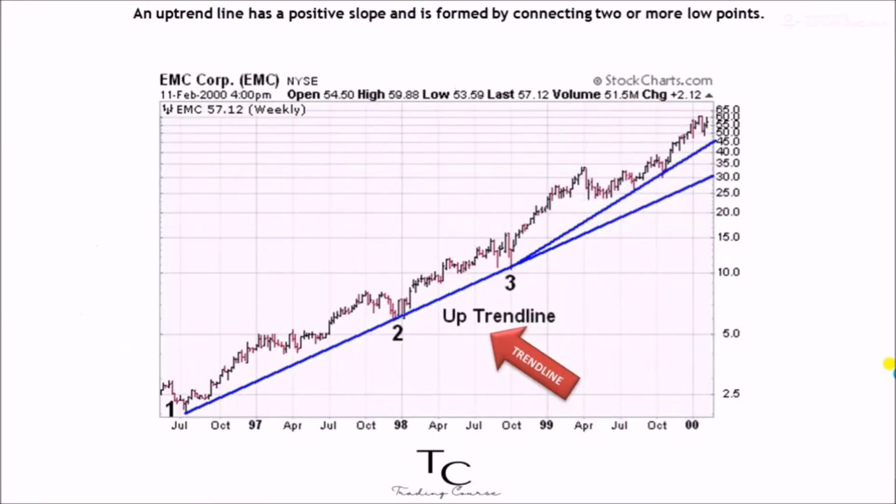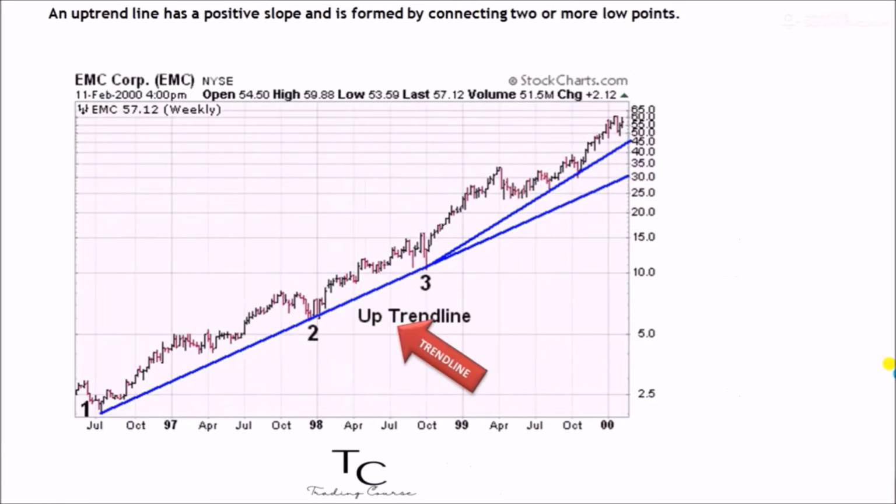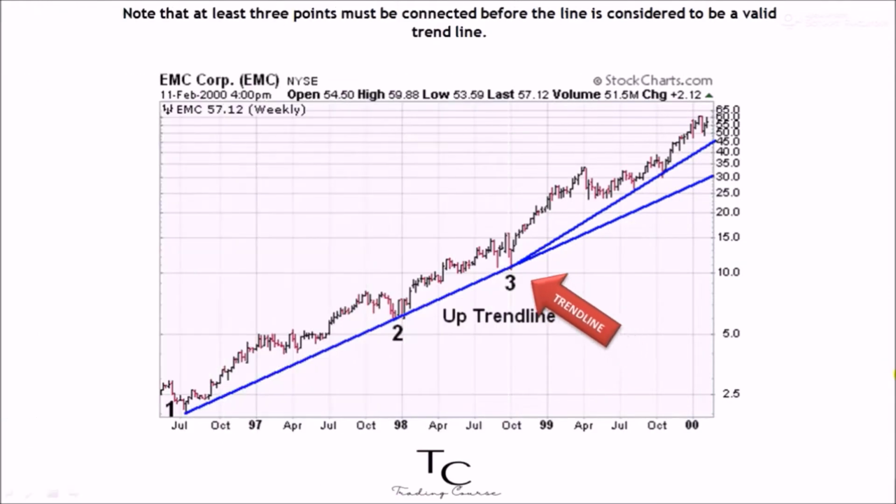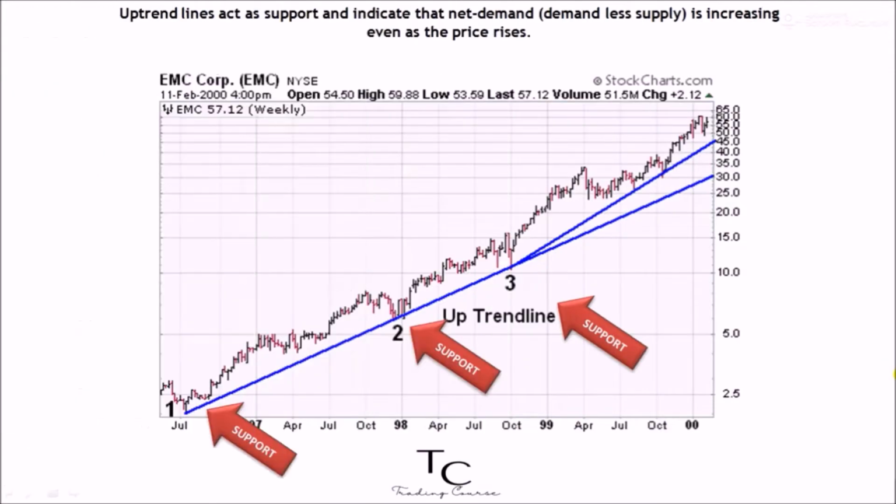Uptrend line. An uptrend line has a positive slope and is formed by connecting two or more low points. The second low must be higher than the first for the line to have a positive slope. Note that at least 3 points must be connected before the line is considered to be a valid trend line.